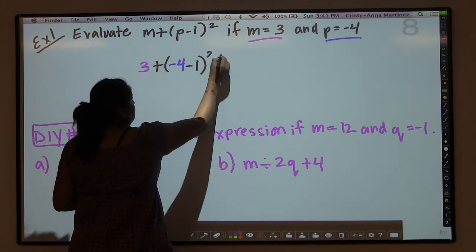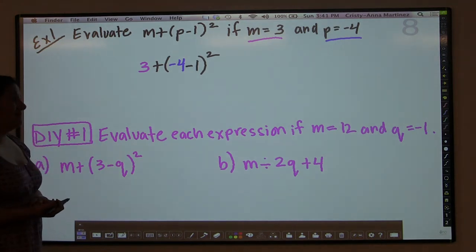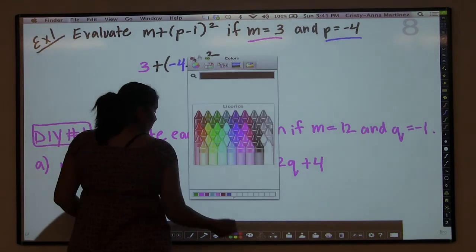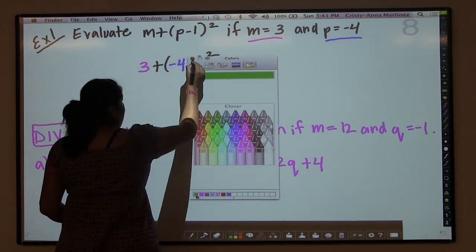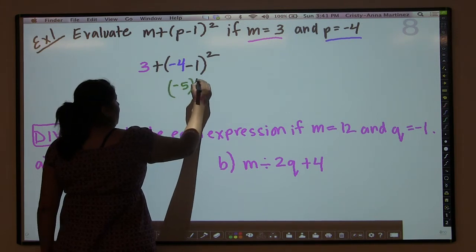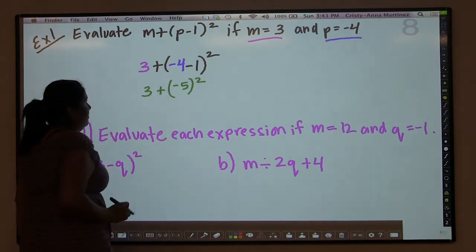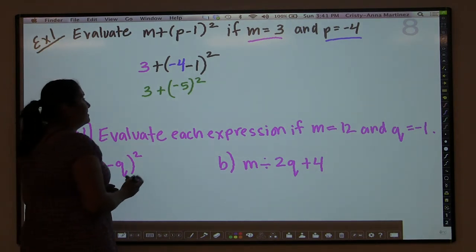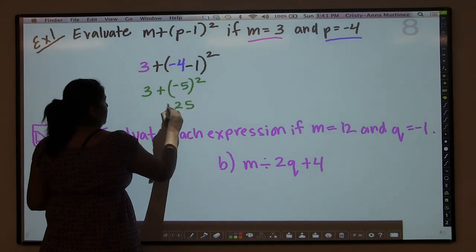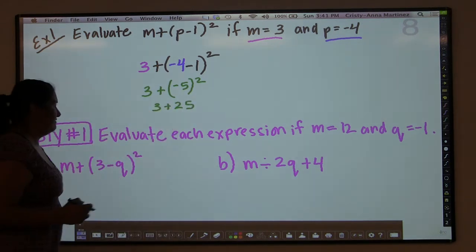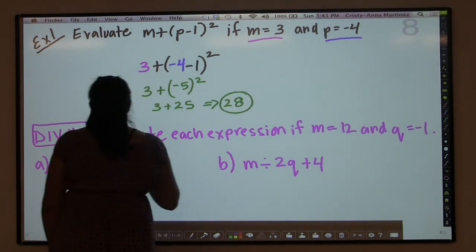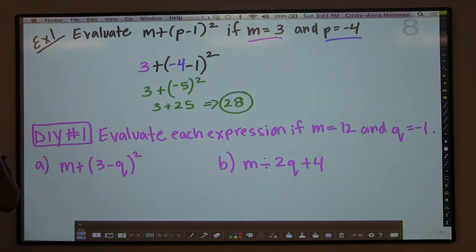minus 1 quantity squared. And according to PEMDAS, we want to do whatever is inside the grouping symbols. So right here, inside the grouping symbols, which is -4 minus 1. And -4 minus 1 is -5. And that's squared. And then we have this 3 plus going on in the front. So then the next thing we want to do is exponents. So -5 times -5 is positive 25. And then we have 3 plus 25, so our final answer is 28 for example 1.